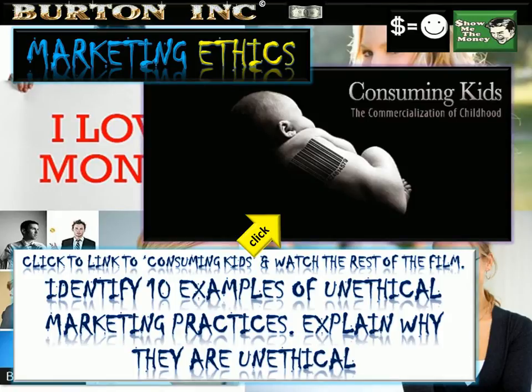Okay, so marketing ethics. We've looked at ethical standards in business decision making before. That was in the first topic. But they become of particular significance in the work of marketing departments, and there are definite laws and regulations being established to protect us from some of these unethical marketing practices.